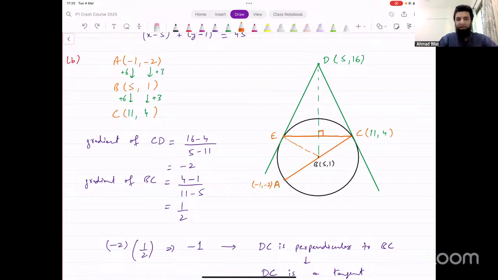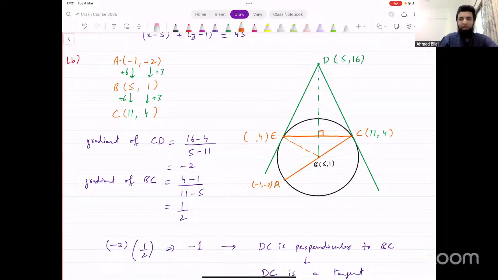If this is the 90 degrees angle, since we know that BD is vertical, right? Because they have the same x coordinates. Perpendicular to a vertical line is the horizontal line. So EC is going to be horizontal. And that tells you that the y coordinate of the point E, therefore, has to be 4.